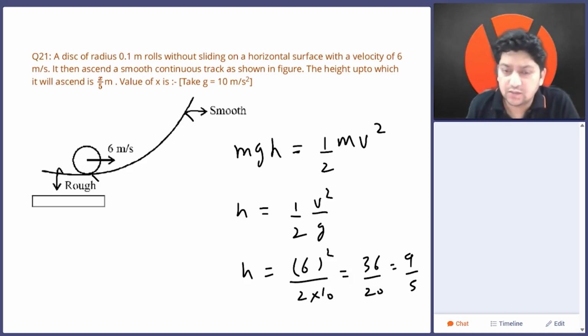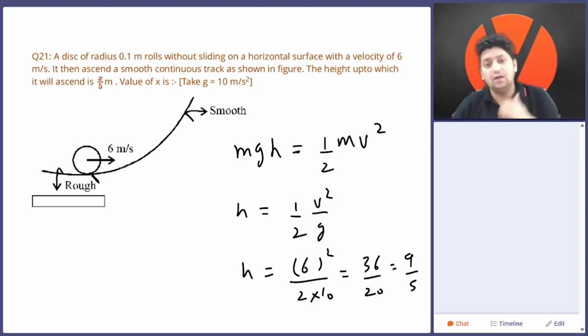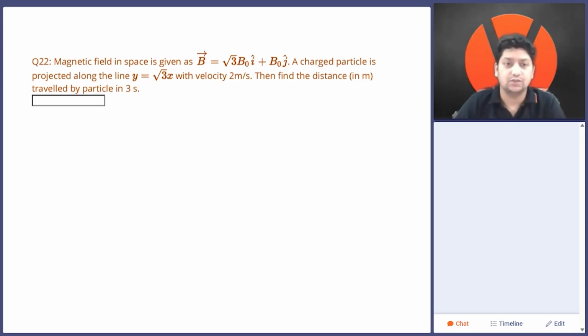I hope you have understood this. Let me repeat it once. As initially the surface was rough, but as the object starts moving, the incline is smooth, so its rotational kinetic energy will not get converted into potential energy. It will stay with the object, and the translational kinetic energy will be converted into potential energy. So mgh will be equal to half mv square, and from here we can figure out the answer. Okay, let's move to the next question.